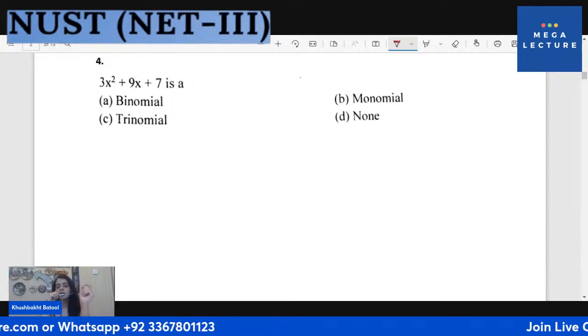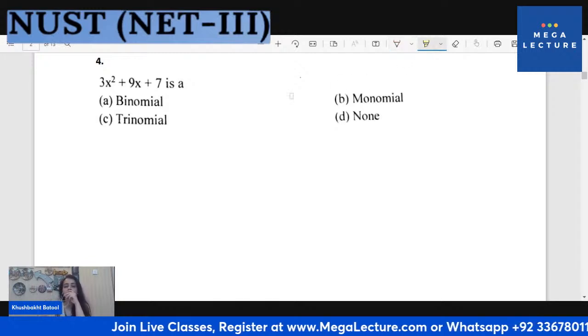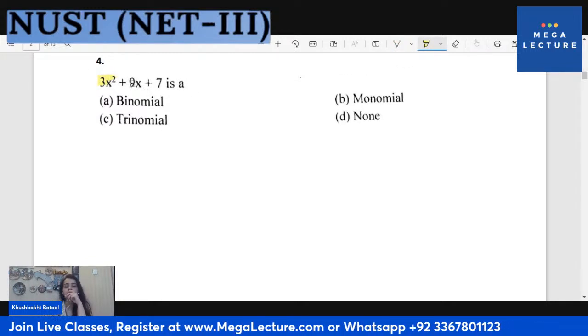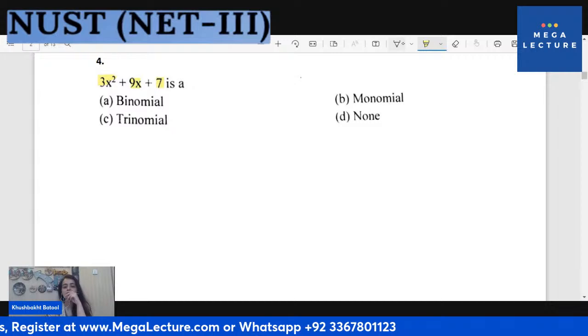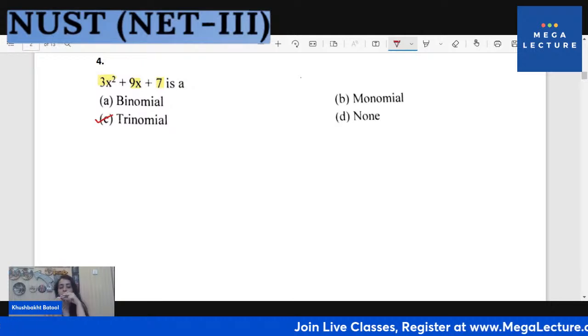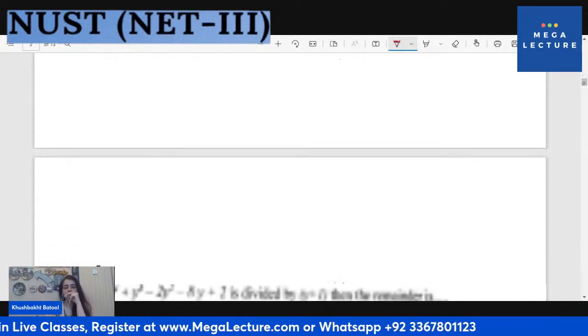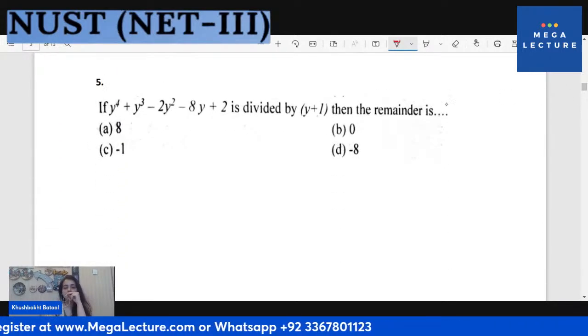Binomial, monomial, and trinomial. This is basically the division based on the number of terms in this polynomial. Now, how many terms do I have in this polynomial? 1, 2, and 3. So it would be a trinomial. Always remember, binomial, monomial, and trinomial would be for the number of terms in your polynomial. Okay. So the answer is going to be C in this case. All right. Let's talk about the next one.